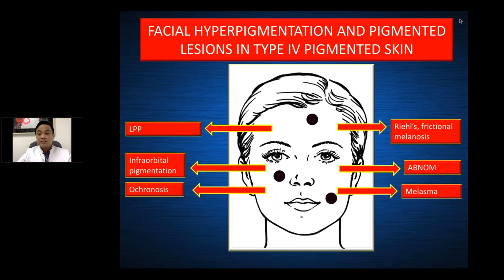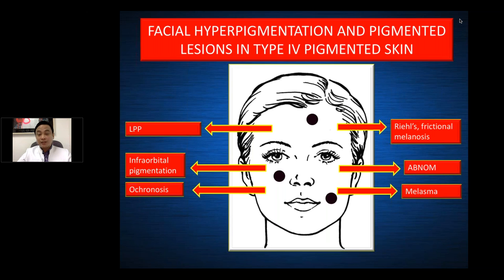On the forehead, we may see pigmentation, and this may be related to pigmented contact dermatitis or contact dermatitis to cosmetics. We call this Riehl's melanosis. Another differential diagnosis would be frictional melanosis in some patients who usually wear hats. And a very important differential diagnosis is lichen planus pigmentosus, which we see in Indians, in Latinos.